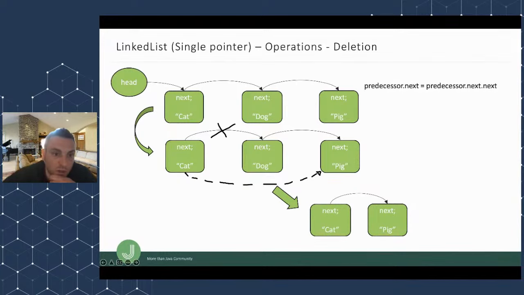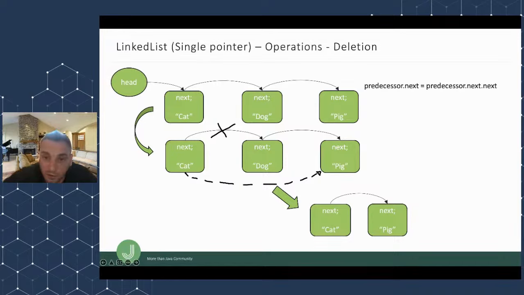Okay, how do we implement deletion? We basically move to the predecessor. In this case, we want to remove dog. So we move to the predecessor, which is cat, and then we cut the pointer next to the dog, and we make it point to pig.